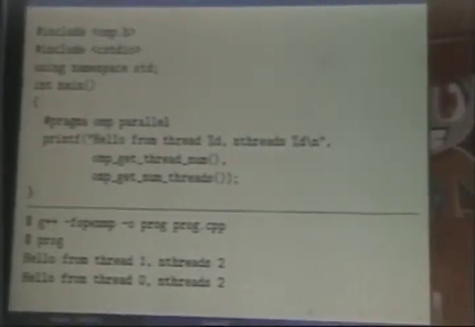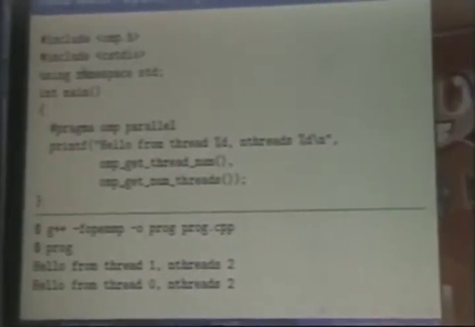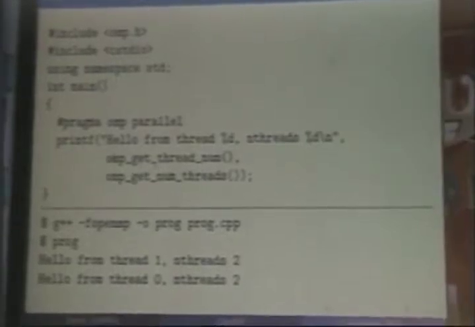Now here's a very simple OpenMP Hello World program. This is written in C. You can also compile this in C++. Actually, I think this is in C++ style. Need to include the header file omp.h. And then you also have to include the file standard I/O.